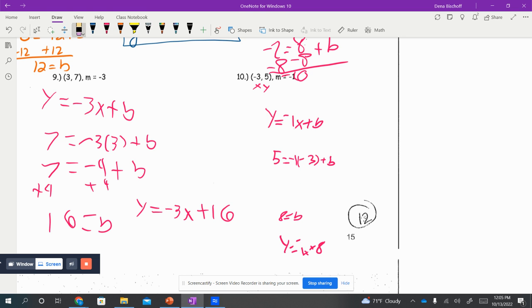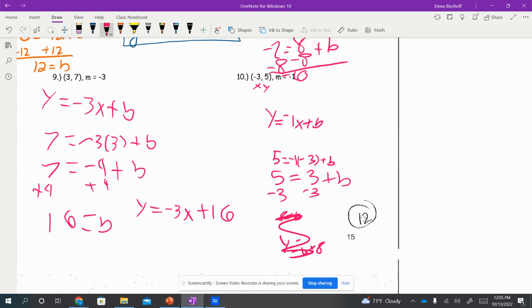Okay, so right here. 5 equals 3 plus b. When I subtract 3 from both sides, I find out that 2 equals b. So my equation is y equals -1x plus 2. I'm gonna choose to ignore it.